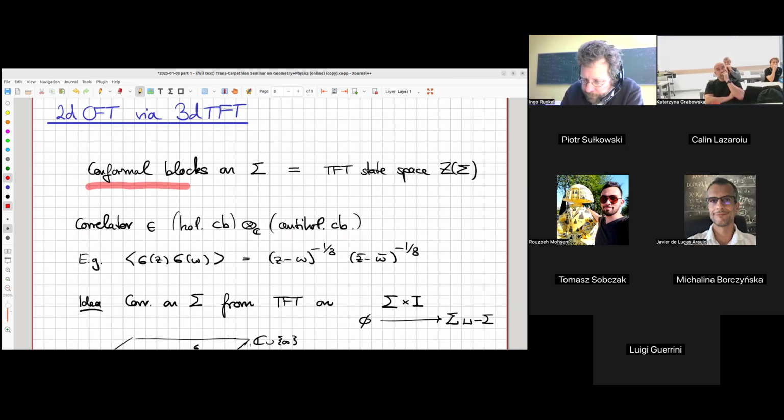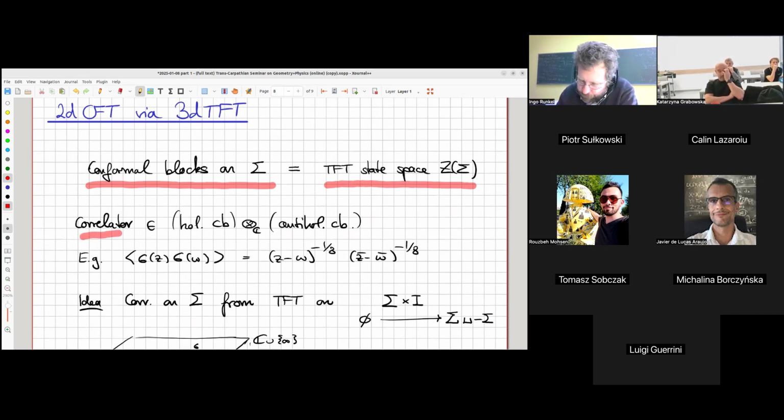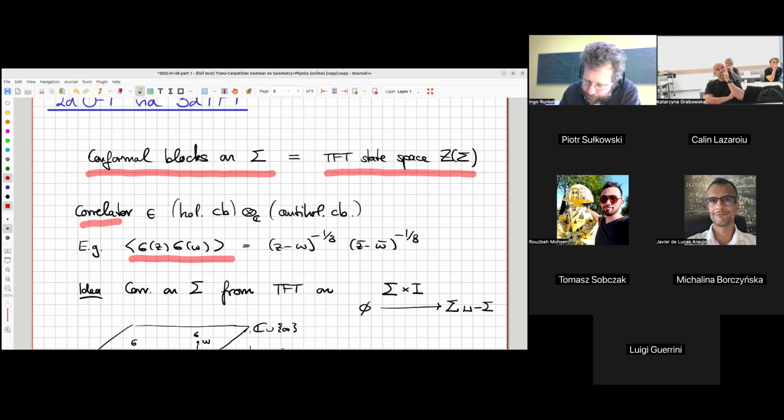The basic idea is that if you do conformal blocks on a surface sigma, then that's the vector space the TFT assigns to that surface. If you build a CFT correlator, it's built out of holomorphic and anti-holomorphic conformal blocks. For example, our 2-point function is the holomorphic component times an anti-holomorphic component, right? And that gives us modulus.